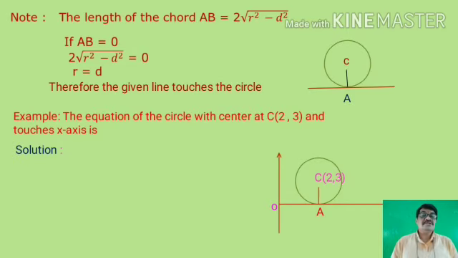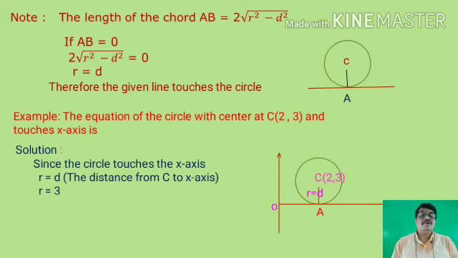Now what is the distance CA? If we find the distance CA, the problem is complete. CA is nothing but the radius of the circle. What is the condition above? Note, if r is equal to d, then the circle touches the line. Given that the circle touches the x-axis, the radius r is equal to CA. How to find CA? CA is the y coordinate of the center C(2, 3).